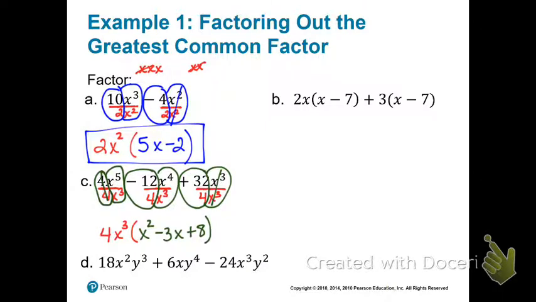Then I'm going to check and make sure everything's factored completely. The only thing I could do is maybe a greatest common factor inside the parentheses, and there's not one, so therefore we are finished here.